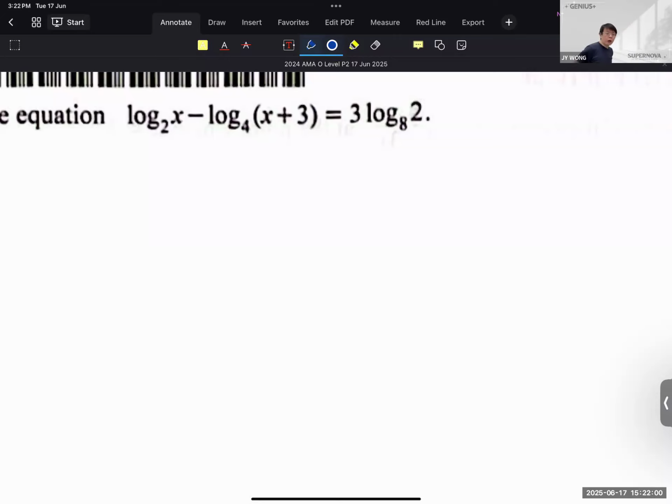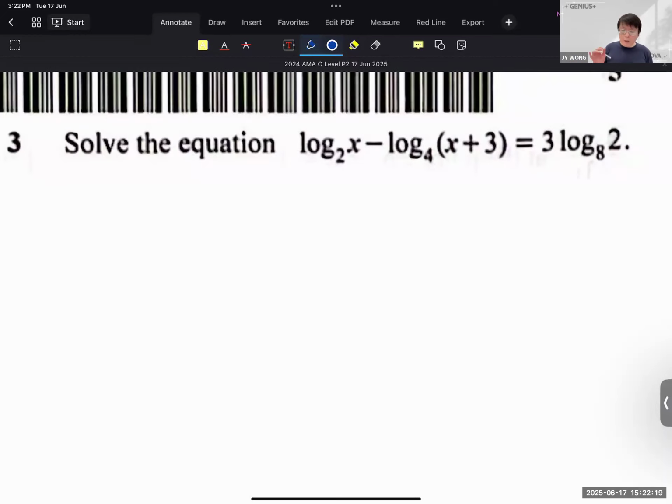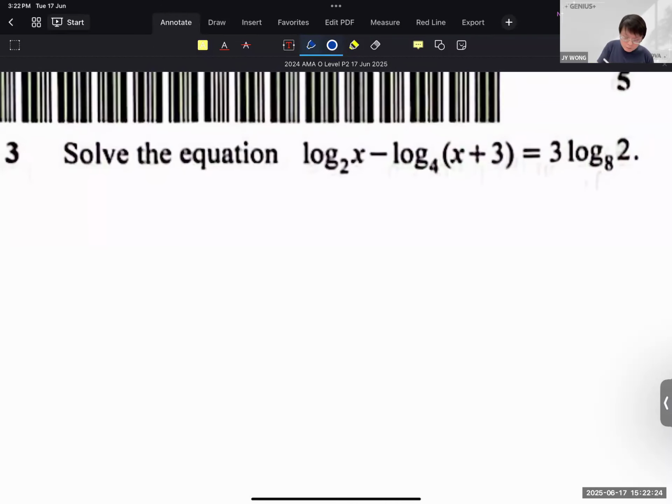Now, you can choose to bring the 3 upwards, meaning to make it become the power, or you can just choose to leave the 3 alone. Because if you leave the 3 alone, it's just multiplied by 3. The 3 is a coefficient. It doesn't really affect anything. So up to you. I will make all become base 2. You should make them become the smaller number, not the larger number. So this will give me what?